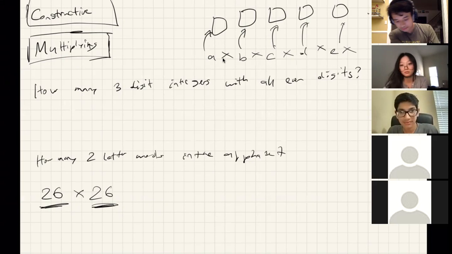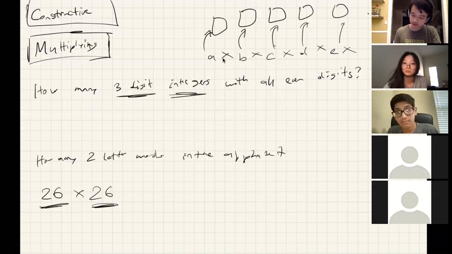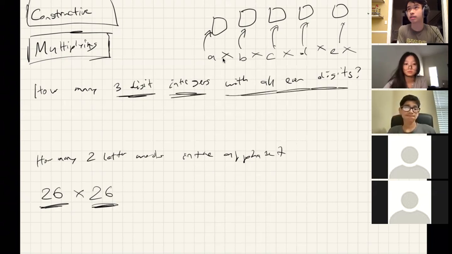A more difficult example, I guess, is how many three-digit integers have all even digits, right? There's no odd digits anywhere in that three-digit integer. So if you want to count the number of three-digit integers with this property, you can actually go digit by digit. You can go to the first digit, which can be 2, 4, 6, 8, not 0.